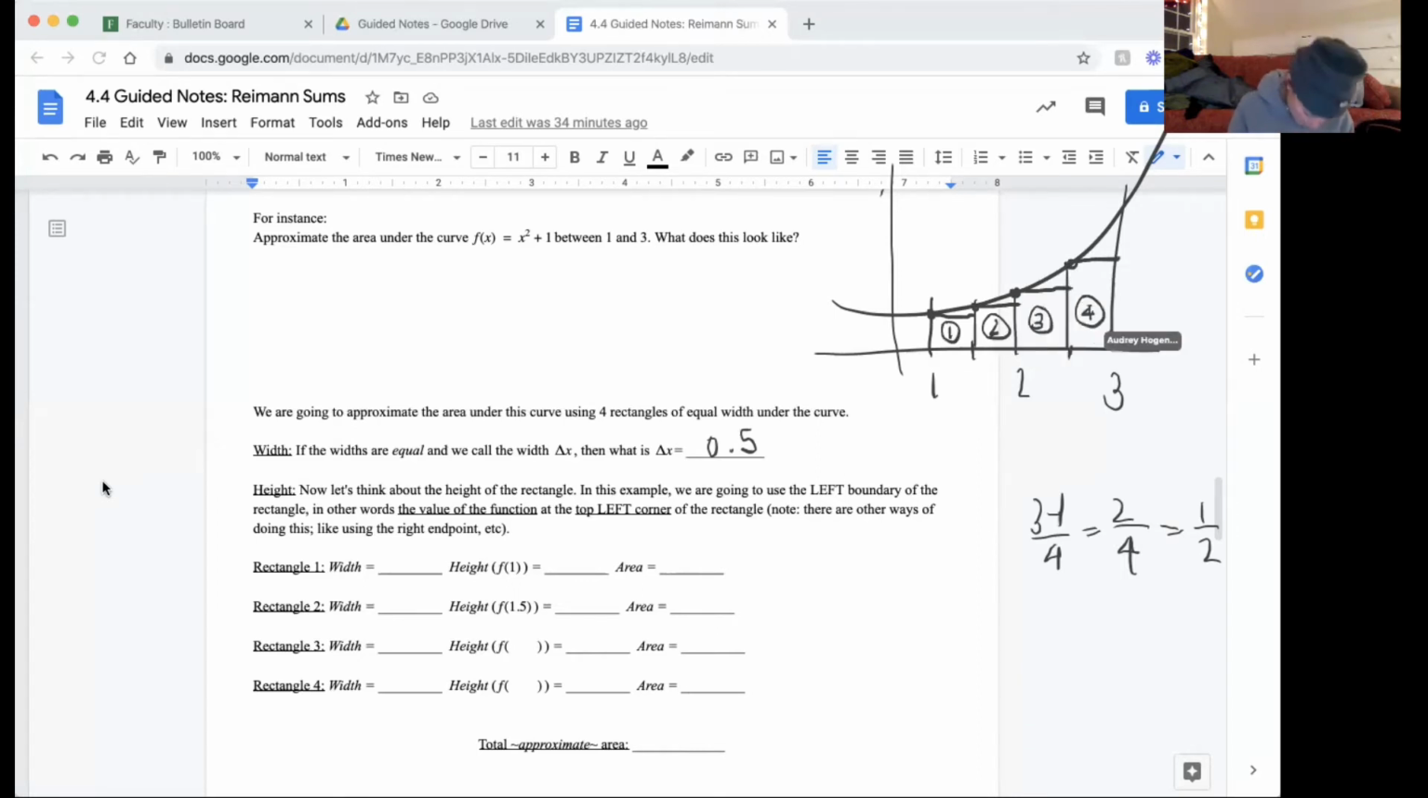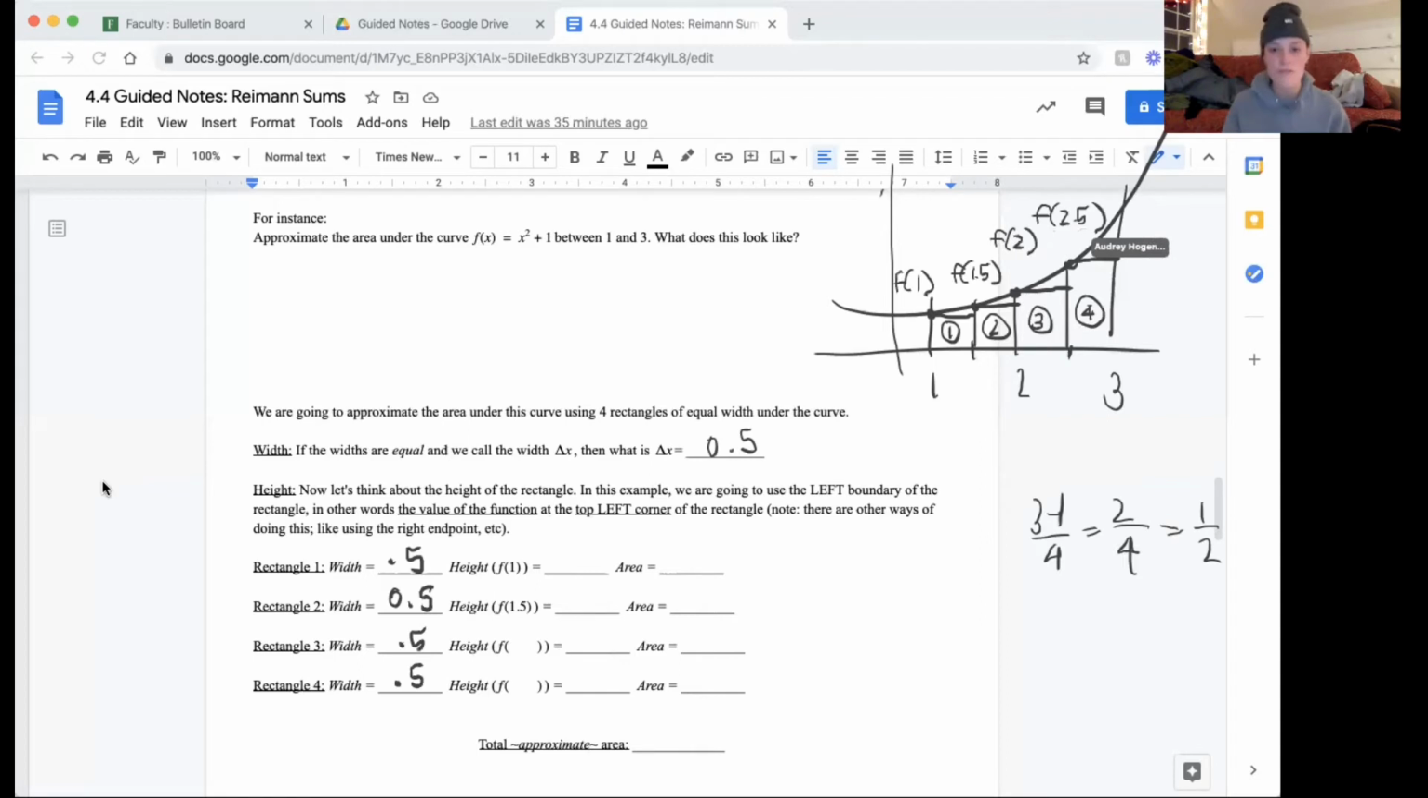Okay, we know that the width of each of these rectangles is going to be 0.5. And the height of these rectangles, maybe you can see, conveniently falls right on our function x squared plus 1. So the height of rectangle 1 is going to be f of 1. The height of rectangle 2 is going to be f of 1.5. The height of rectangle 3 is going to be f of 2. And the height of rectangle 4 is going to be f of 2.5.